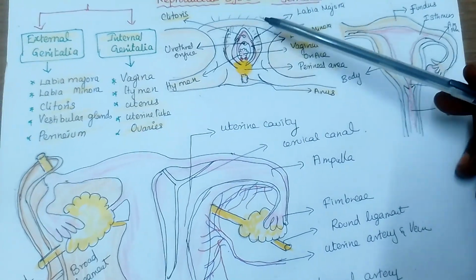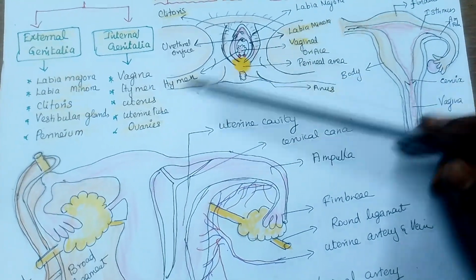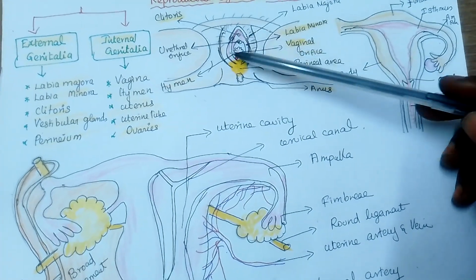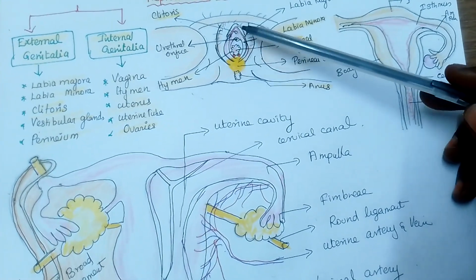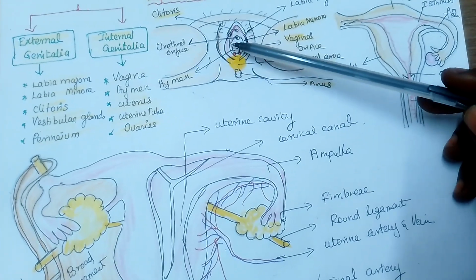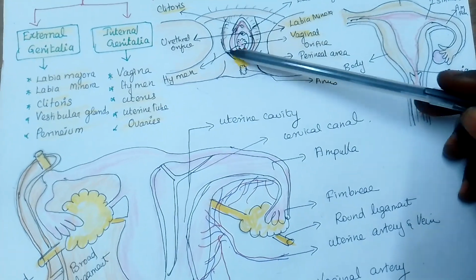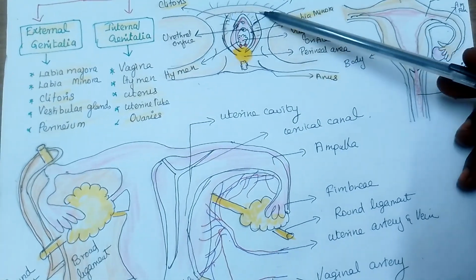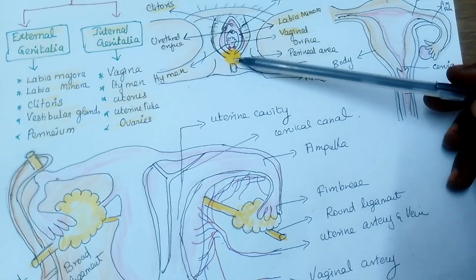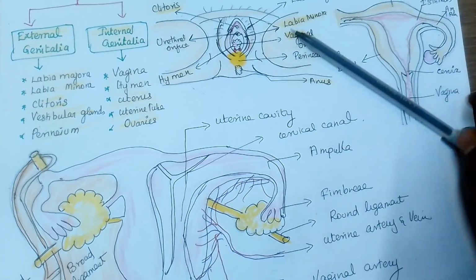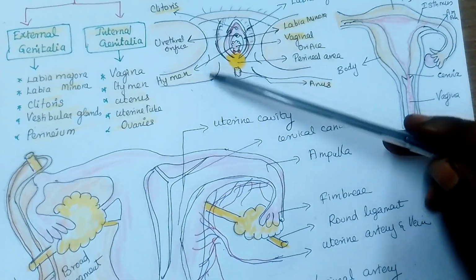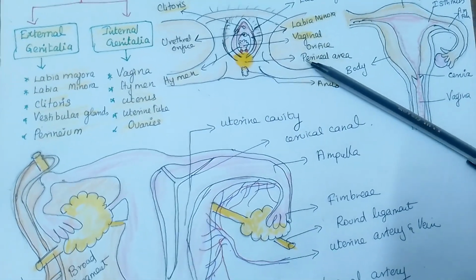The external genitalia are the labia majora, labia minora, clitoris, vestibular glands and the perineum. What is the labia majora? It is a large skin fold forming the vulva, containing a large number of sebaceous glands. Anteriorly they join together to form the symphysis pubis. Posteriorly it forms the perineum. Just below the perineum there is a structure called the anus. So this is the external genitalia.